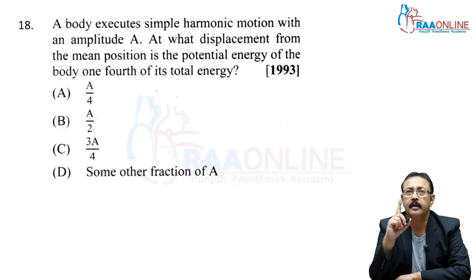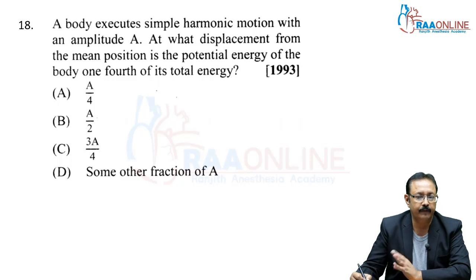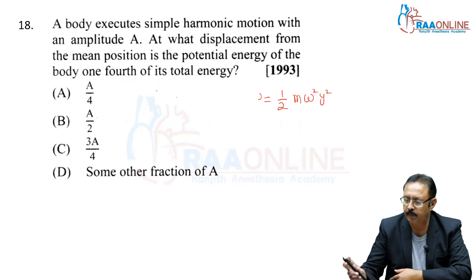Next problem is from 1993 AIPMT. A body executes simple harmonic motion with an amplitude A. At what displacement from the mean position is the potential energy of the body 1/4 of its total energy? We have done the complete derivation before starting the crash course problems. What is the formula for potential energy? Half m omega square y square. It was the formula for potential energy.